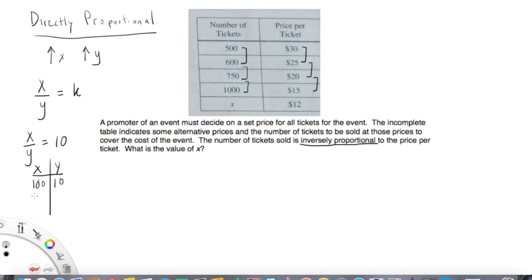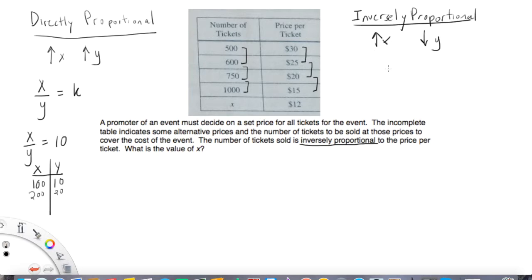When x is 100, y is 10. When x is 200, y is 20. So you can see this relationship here. Now, inversely proportional. Let's take a look at what that means. It's going to be something slightly different here, but clearly related. So what's going on? Inversely proportional means that as one thing grows, the other thing decreases.